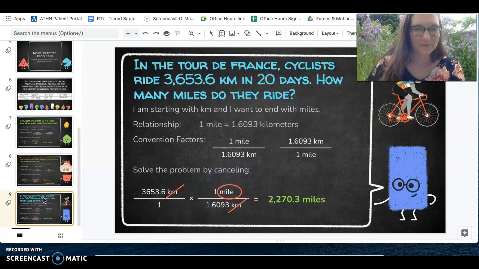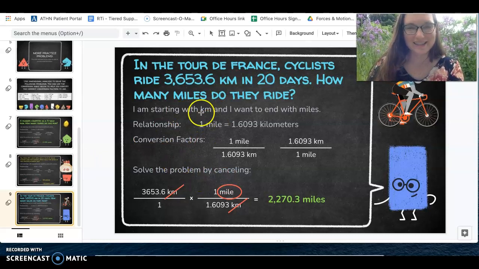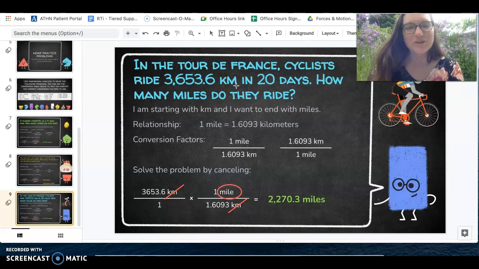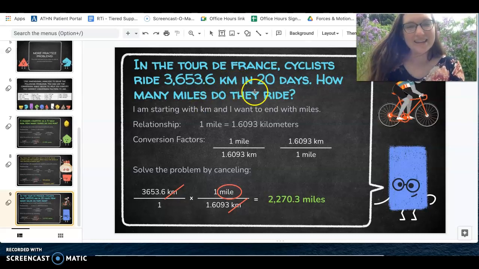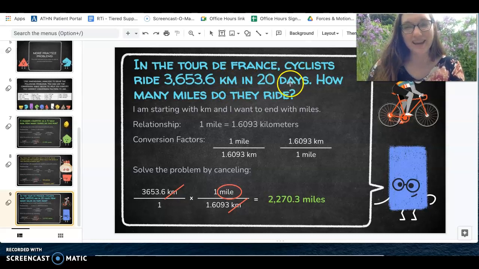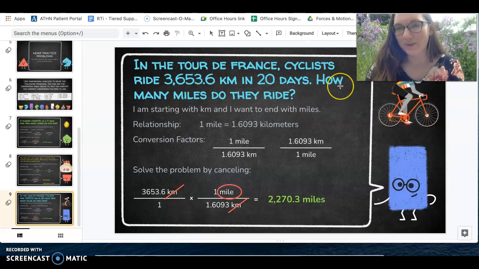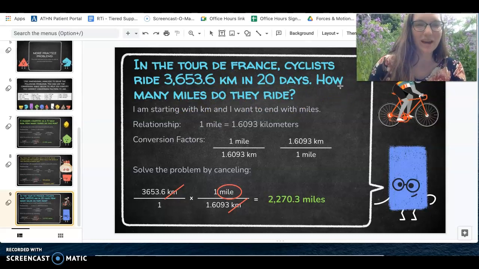So, last practice problem for the big ideas. In the Tour de France, cyclists ride 3,653.6 kilometers in 20 days. How many miles do they ride? Okay, so we're going from kilometers to miles. And if we want to get fancy about this, and maybe I'll start the practice problems with this, we could do kilometers per day, and we could go to miles per hour or something like that. So maybe I'll start the practice problems with that.